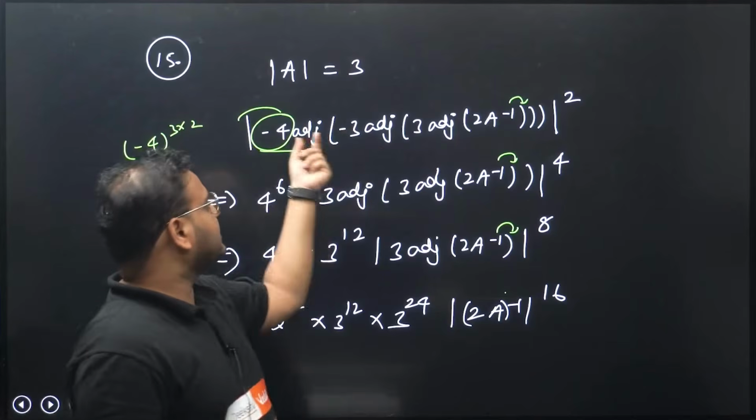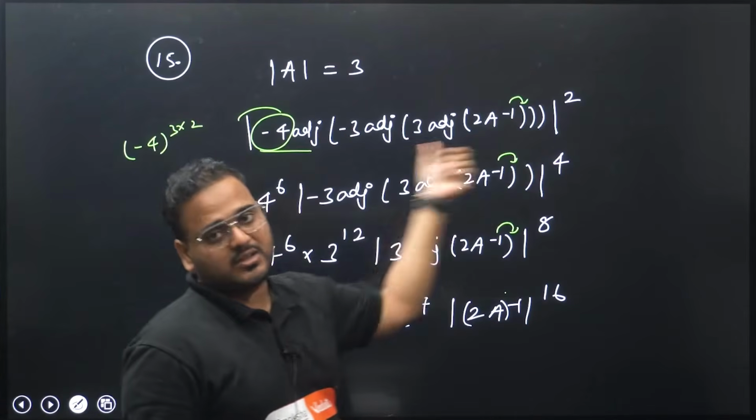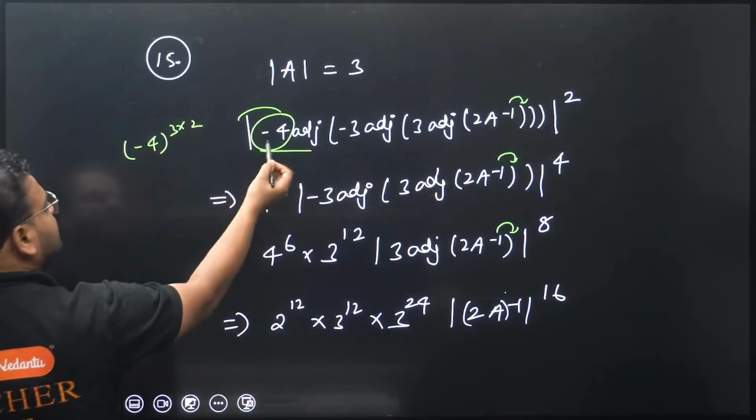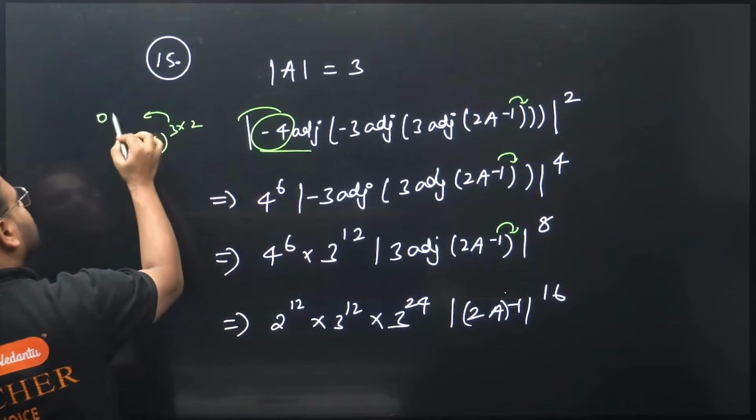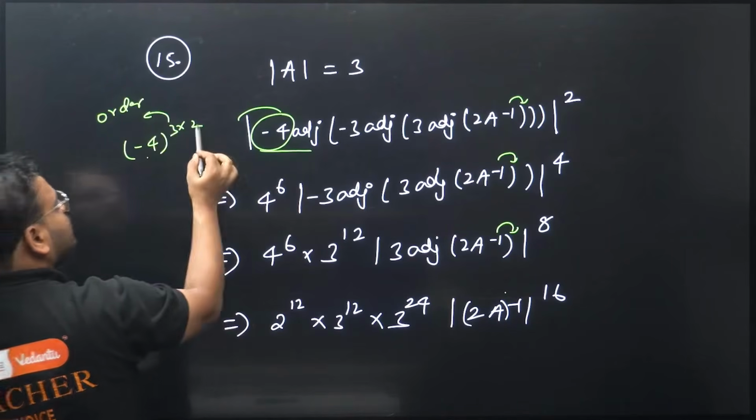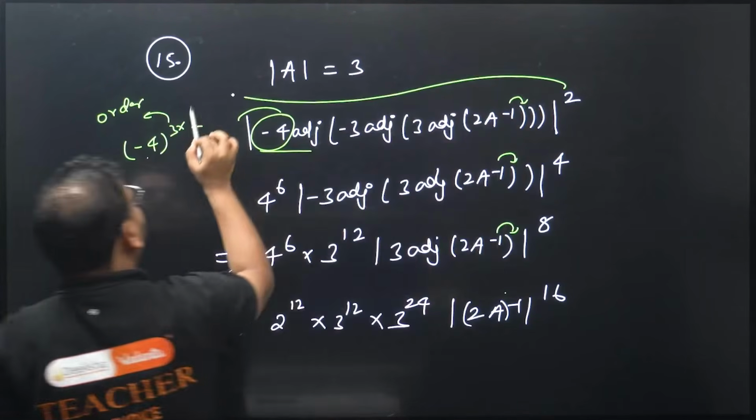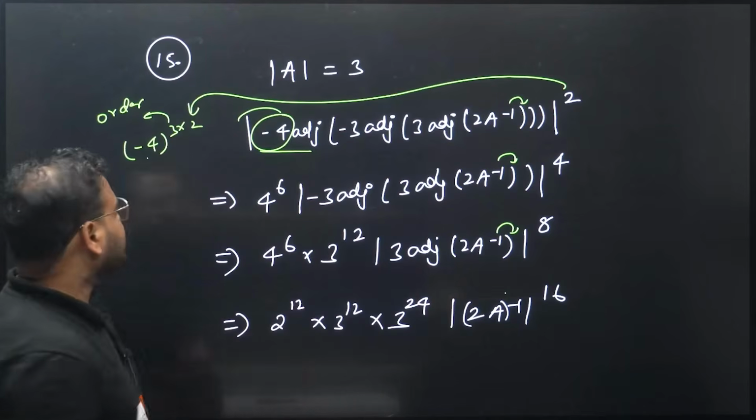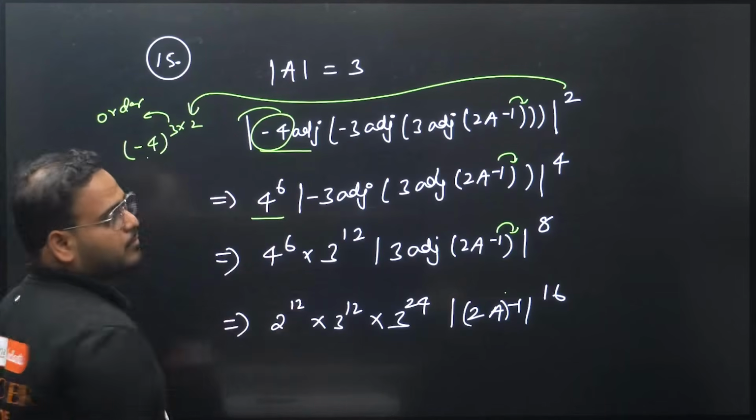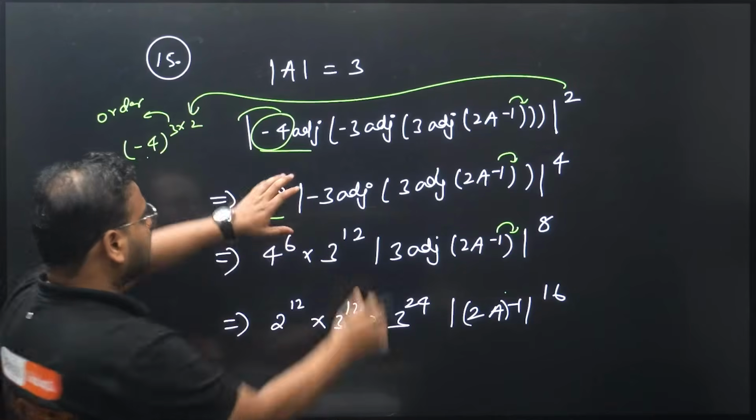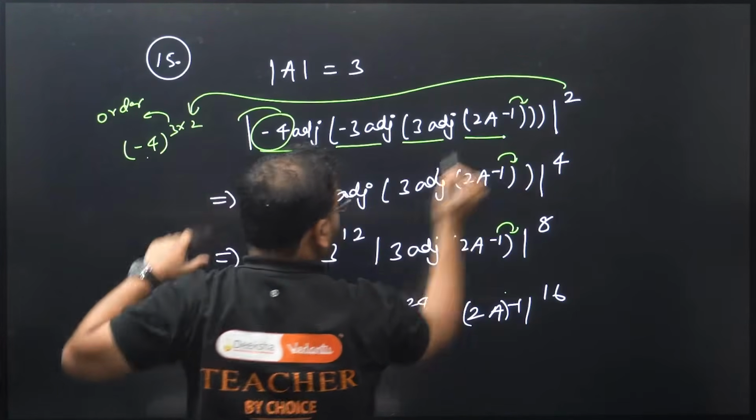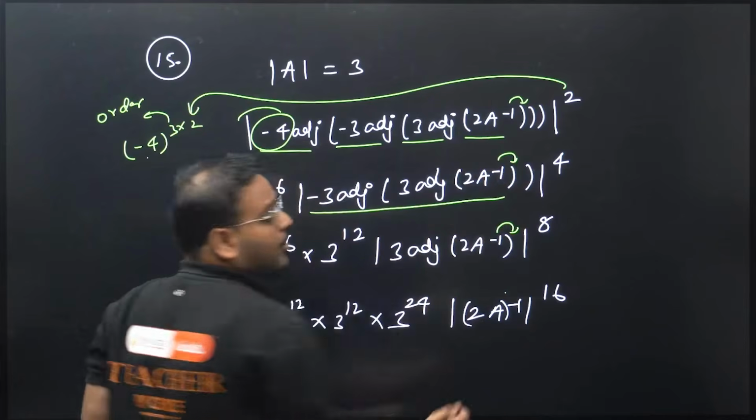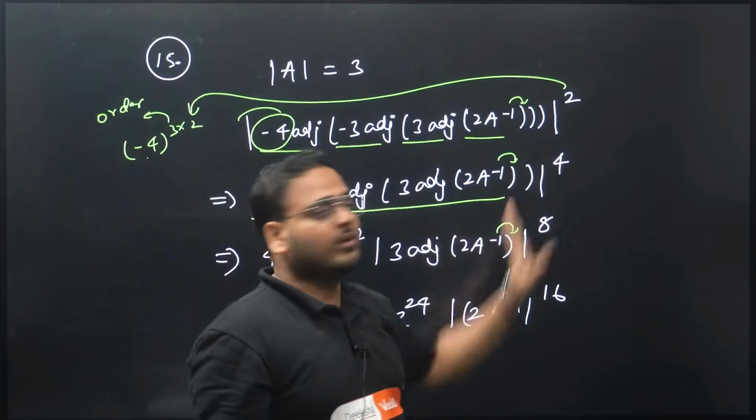This adjoint is after the minus 4, right? So this adjoint will have an effect on the other numbers, not the number outside it. So it will simply be minus 4 power 3 because of the order. This 3 is coming because of the order, and this 2 is coming from here. So I get minus 4 power 6, which is simply 4 power 6. Got it? And this other part, minus 3 adjoint 2A inverse, repeats with what? Now 2 into 2 becomes. Why, sir?